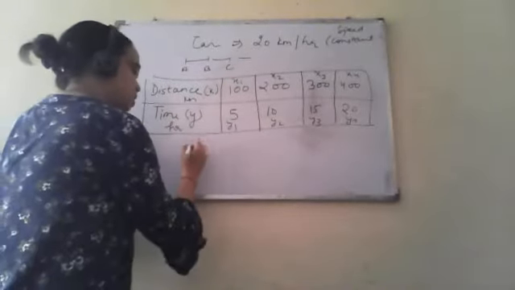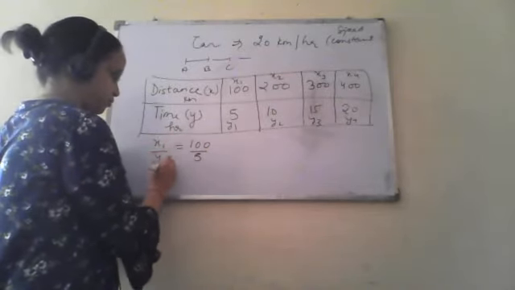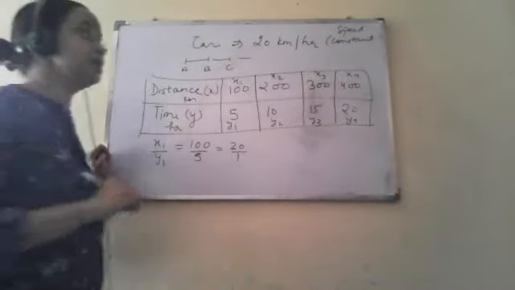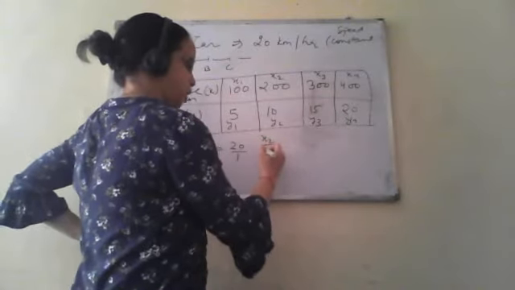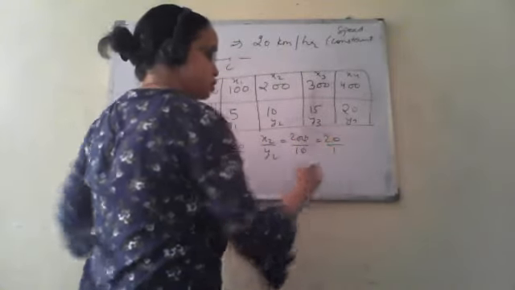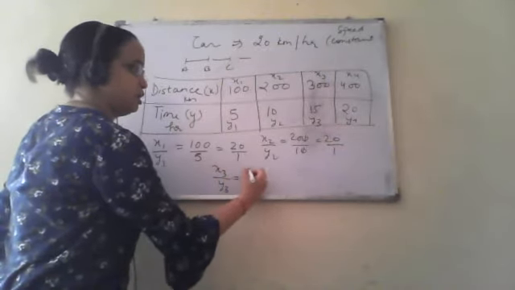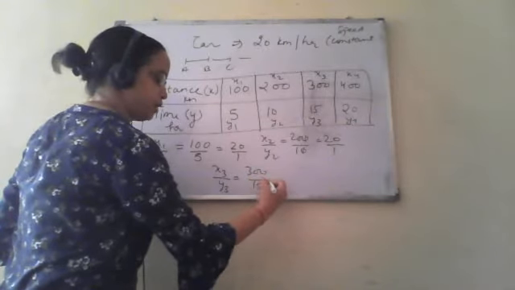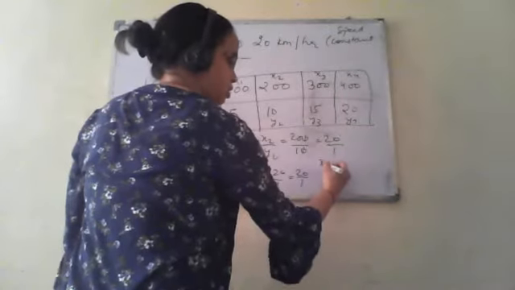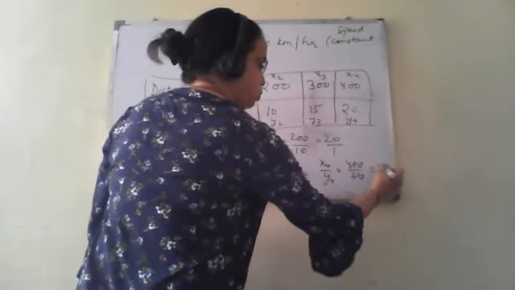What it was, x1 upon y1, that is 100 upon 5. This is our x1 upon y1. It was 20 upon 1. Clear? Now x2 upon y2. This is 200 upon 10. It is coming again 20 is to 1. Now if we see x3 upon y3, this is 300 upon 15. It again comes out to be 20 is to 1. Clear? And if we see x4 upon y4, it is 400 upon 20, that again comes out to be 20 upon 1.